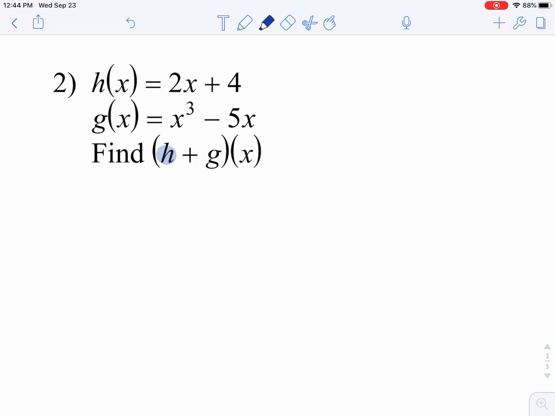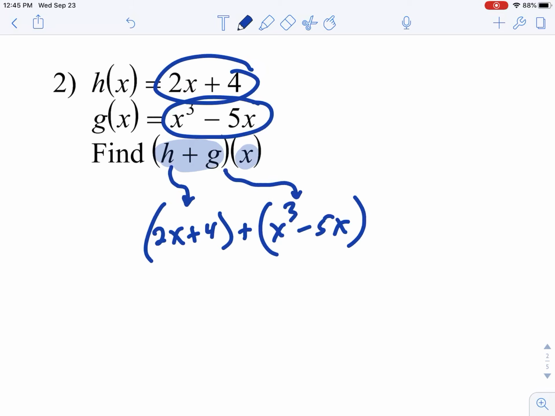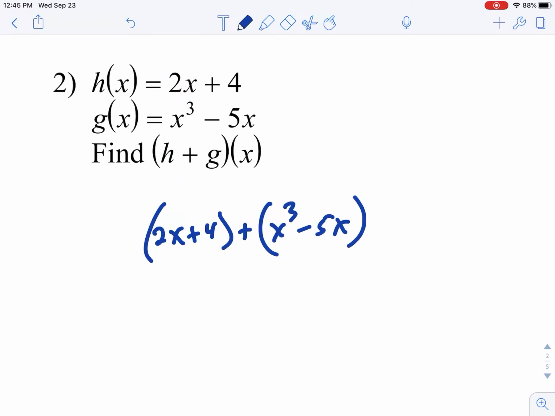So find g plus h, or h plus g of x. So we're being asked to add these two functions together. 2x plus 4 added to x cubed minus 5x. Sometimes you'll see these written in parentheses like that. So this is clearly one function. This is clearly the other. The plus sign is in between them. Not that you have to, but if that looks more clear to you, that's one way to do it.